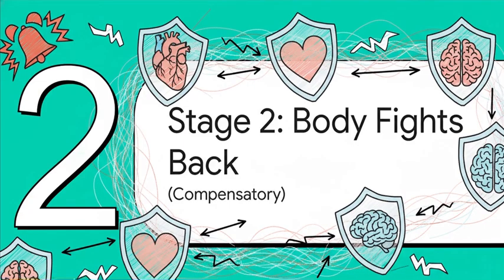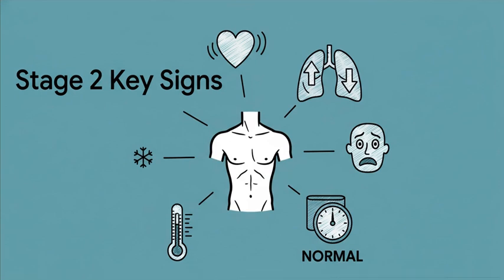Okay, let's move on to stage 2 and see how this builds. Now, the body's alarm bells are just ringing off the hook. It has detected that drop in tissue perfusion, and it launches this massive, coordinated defense to protect its most vital organs. We're talking about the heart and the brain. These are the classic signs you're going to see on the NCLEX. The patient's heart is racing, they're breathing fast, their skin gets cool and clammy, and they might seem a little anxious or restless.